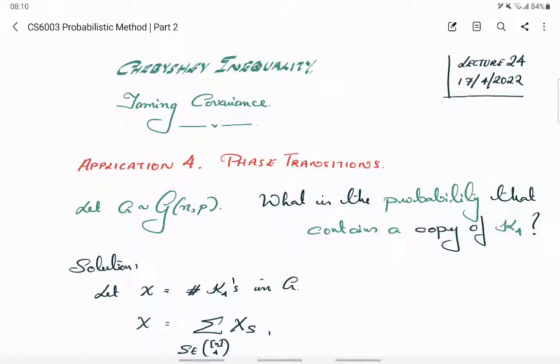We will continue seeing applications of Chebyshev inequality. But these applications, they are important in themselves. But in addition, they are chosen so that you see how to handle the case when there is no pairwise independence and there is a serious amount of covariance.